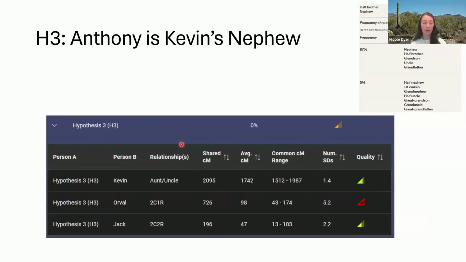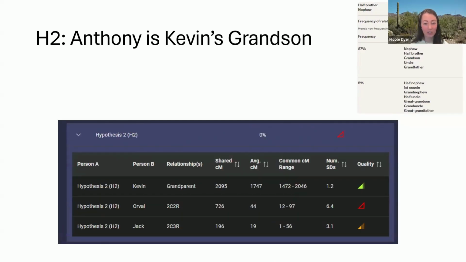Then the other one, hypothesis 3, where Anthony was Kevin's nephew in the tree, that one made more sense. Oh, no, this isn't the right one. If Anthony is Kevin's nephew, this one is not possible either, because Orville would be a second cousin once removed, but he shares way too much DNA to be even further away. So this one's wrong too. And then another one that's wrong is Anthony is Kevin's grandson. And that one doesn't work because then he would be even further away from Orville, second cousin twice removed, but still he shares so much.